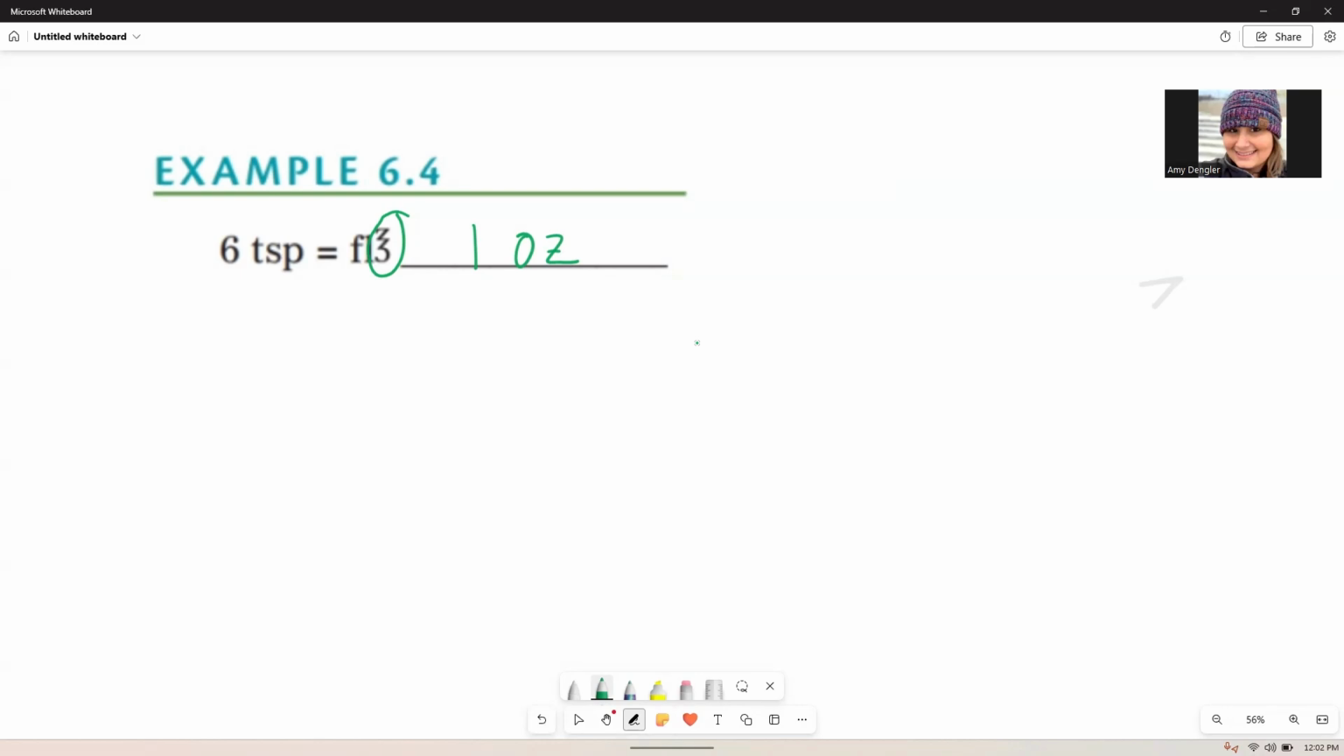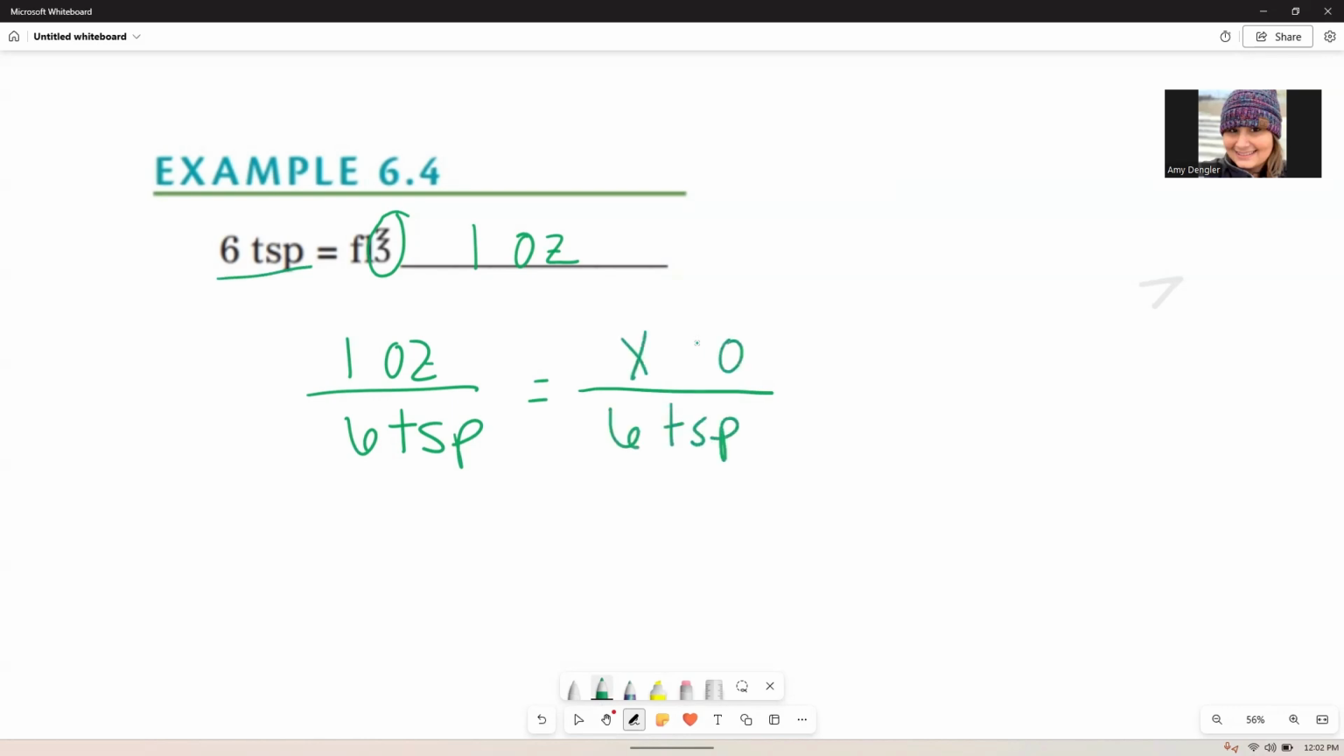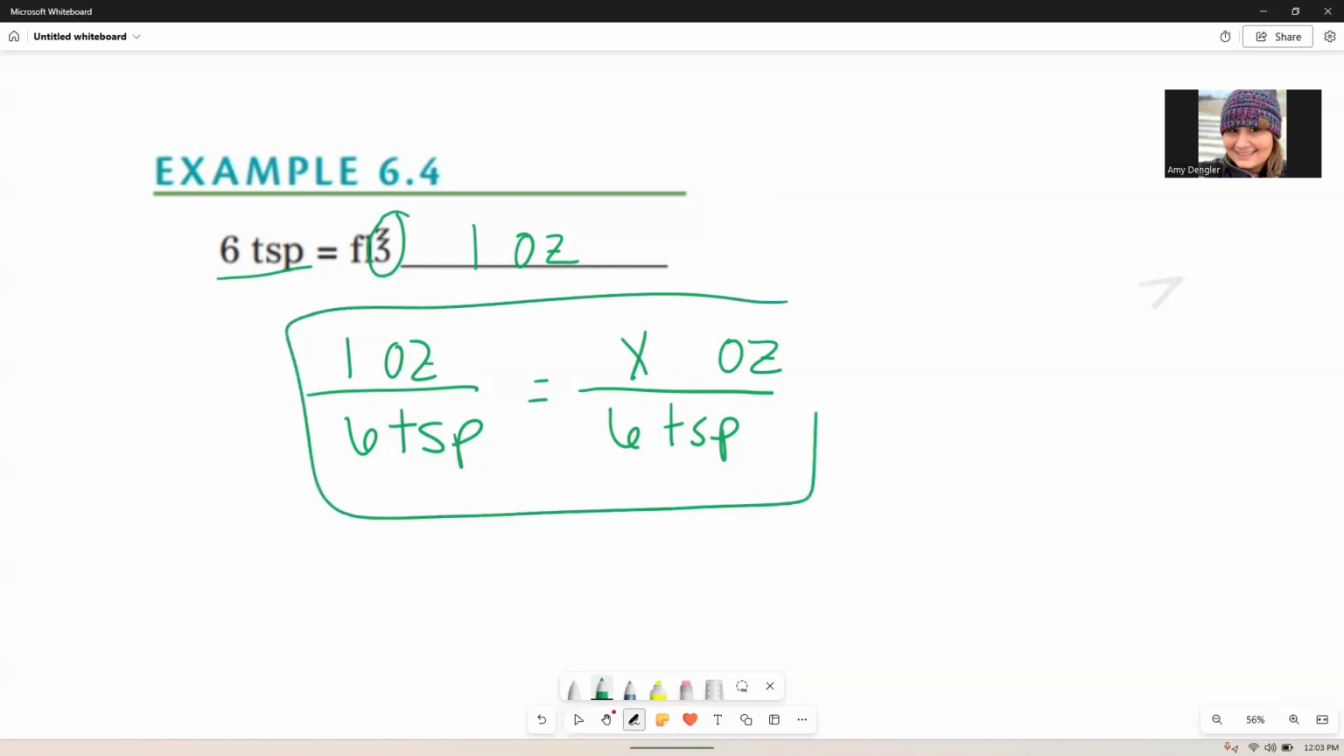But if we needed to figure that out, we would write out a conversion factor going 1 ounce is equal to 6 teaspoons. And then on the other side, we have teaspoons, so we'd plug that in here, and this would be our x. Now, in proportions, when you have the same information on one side as you do on the other, that means it's equal to each other. So the answer without even having to do the math would be 1 because, remember, these are equal to each other. So it's going to be the same. And if we did the math like normal, we would get that answer.